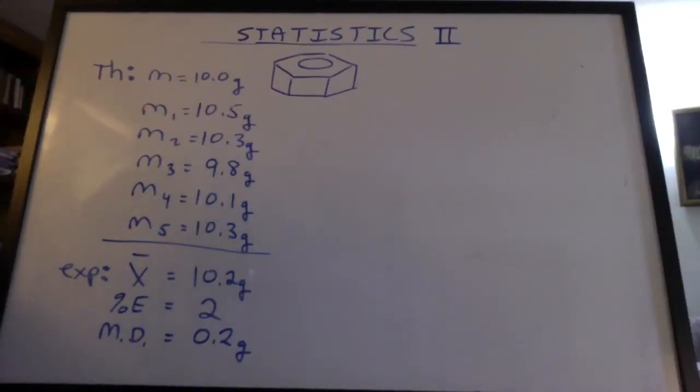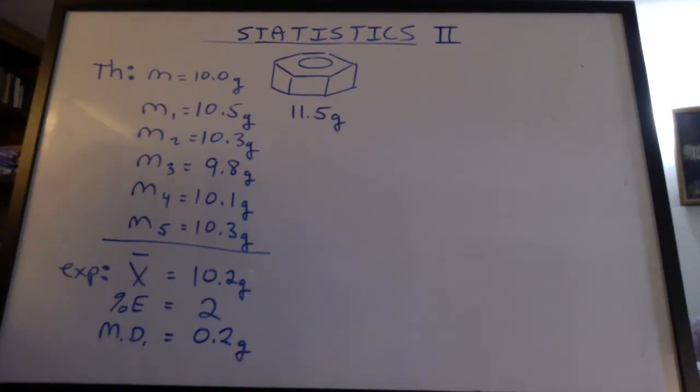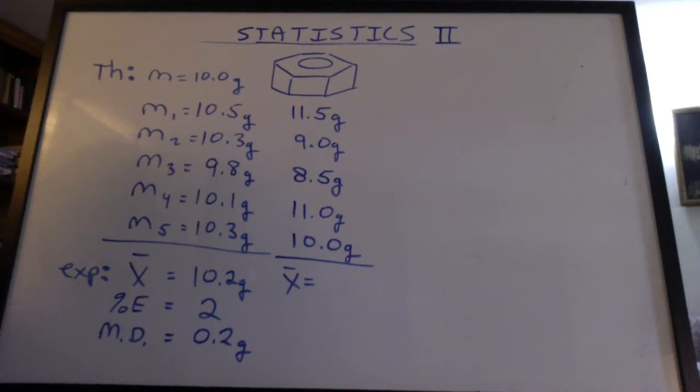Statistics Part 2. Well, now we're going to have another production run, but these guys just aren't all together. The data is going to look a little different. The first sample is 11.5 grams, 9.0, 8.5, 11, and 10. Let's go take a look at the mean. Add them up, divide by 5, and you're right on the money.